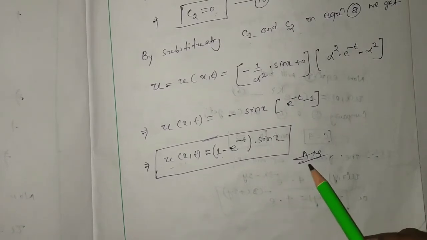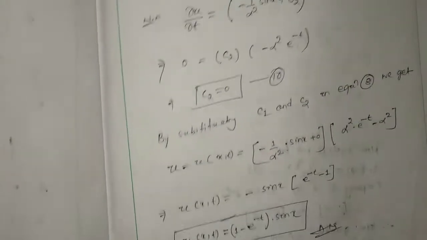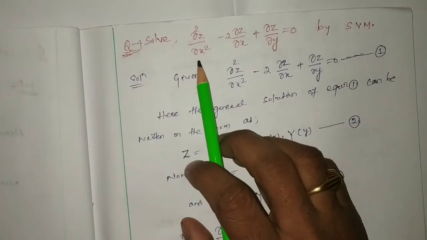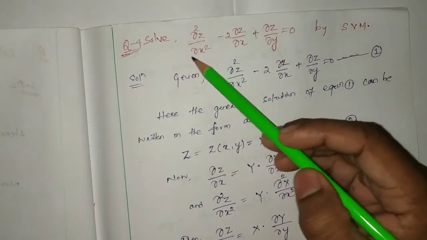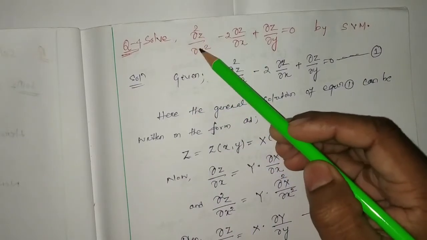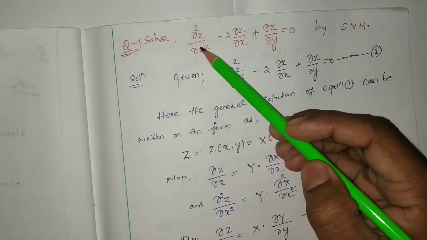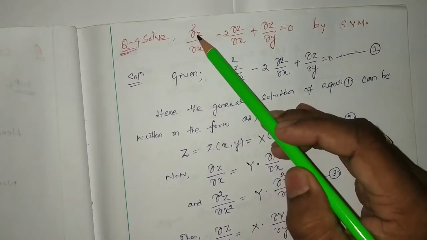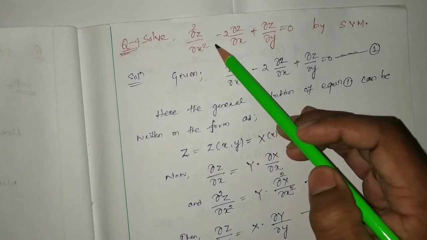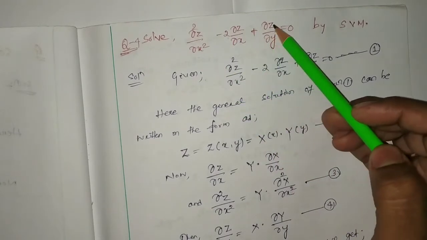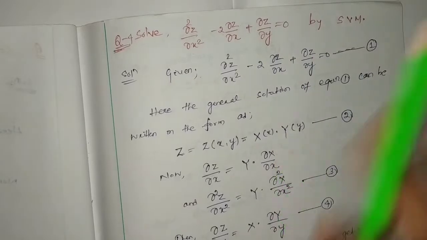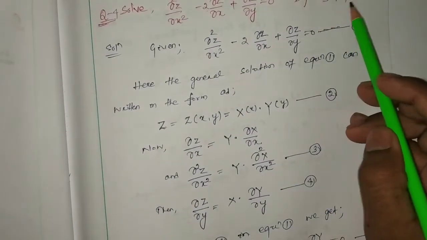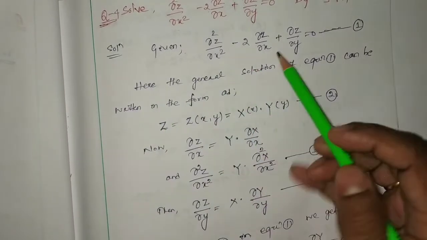Okay, now we have to move to another question, that is your question number 4. Here you can see a double derivative is there, or a second order differential equation is there, and a first order also is there. So del square z by del x square minus 2 del z by del x plus del z by del y equal to 0. There is no boundary condition given over here. We have to solve by using SVM. So here given is this one.